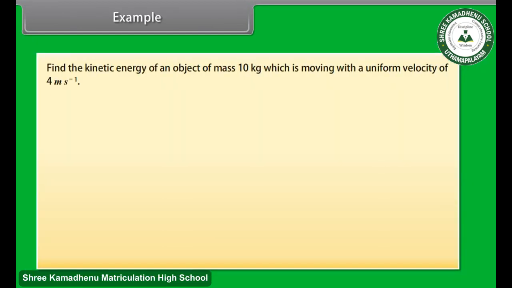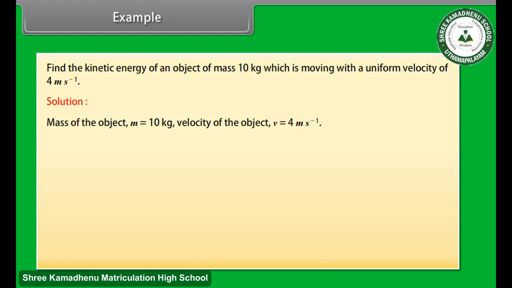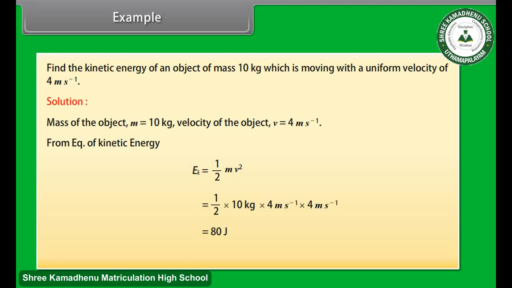Example. Let's now find the kinetic energy of an object of mass 10 kg which is moving with a uniform velocity of 4 meter per second. Solution. Here mass of the object m is equal to 10 kilogram. Velocity of the object v is equal to 4 meter per second. From equation of kinetic energy we get 1/2 into 10 kilogram into 4 meter per second into 4 meter per second, which is equal to 80 joules. Hence, the kinetic energy of the object is 80 joules.